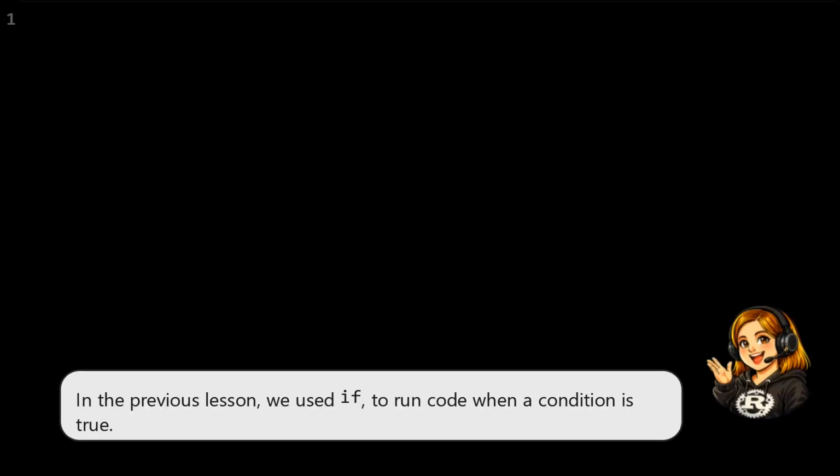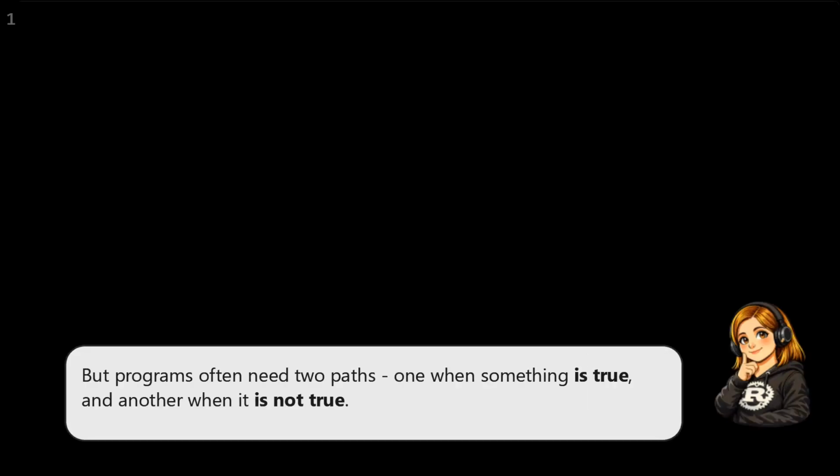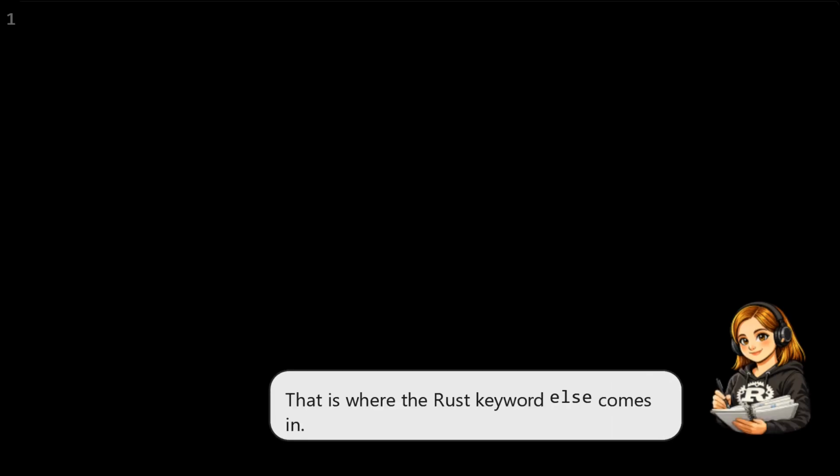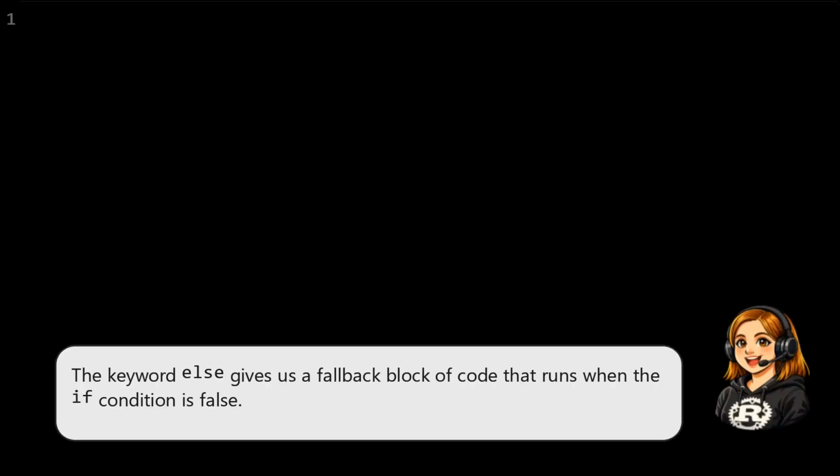In the previous lesson, we used if to run code when a condition is true. But programs often need two paths, one when something is true and another when it is not true. That is where the Rust keyword else comes in. The keyword else gives us a fallback block of code that runs when the if condition is false.